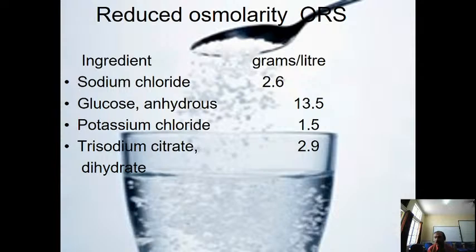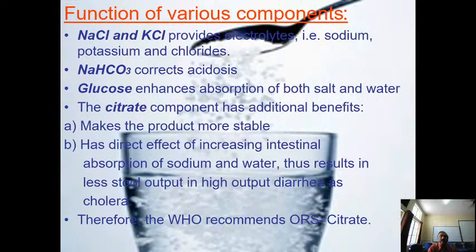I told you about the ORS last time, but I did not mention specifically about reduced osmolarity ORS, which is very important as far as diarrheal diseases, all diarrheal diseases concerned. Sodium chloride 2.6, glucose 13.5, potassium chloride 1.5, and trisodium citrate about 2.9 grams per liter. So what are the components?